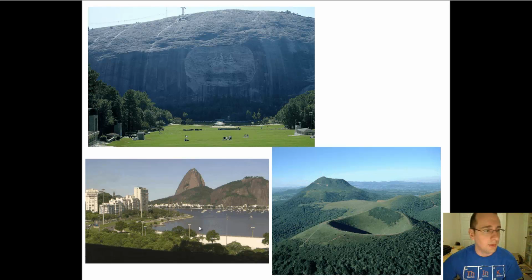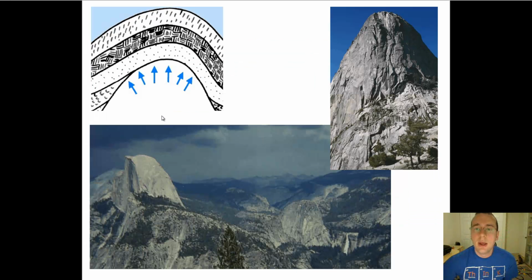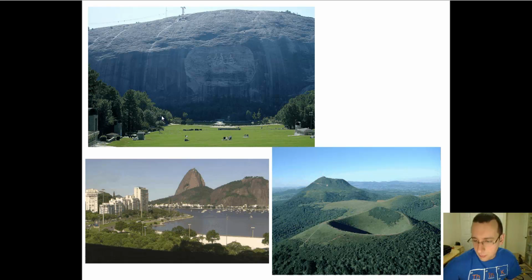So as you go, you have the dome mountains. And the ones that I showed before were the tectonic ones. This is the plutonic ones, which are caused because of volcanic action.